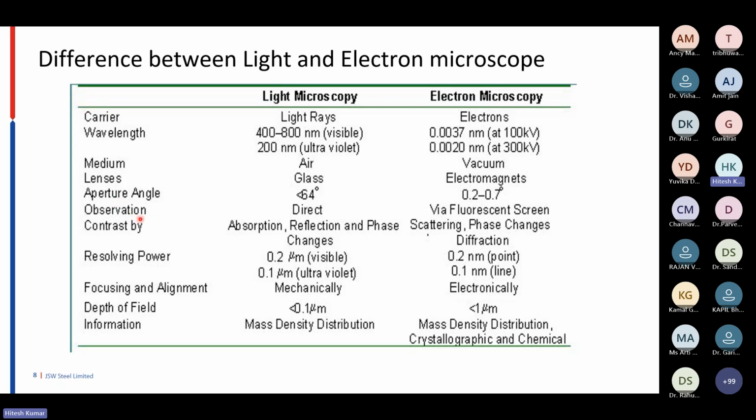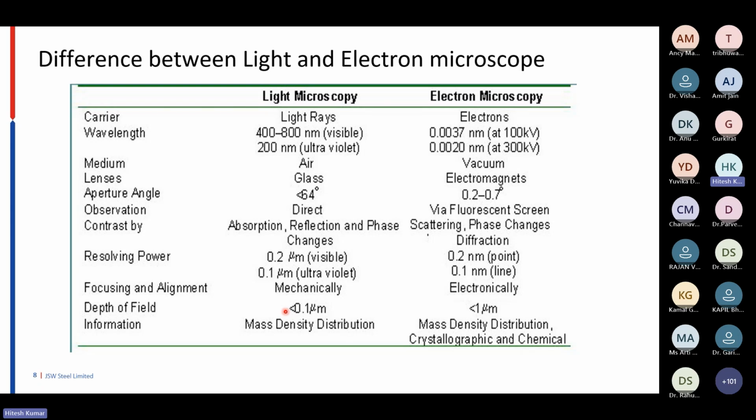Okay. Then what is the basic output we'll get with the help of these microscopes? The basic reasons for how they work: light microscopy works on reflection, absorption and phase change. In contrast, electron microscopy works on scattering and diffraction. Scattering as well as diffraction is basically used for the output of electron microscopy.